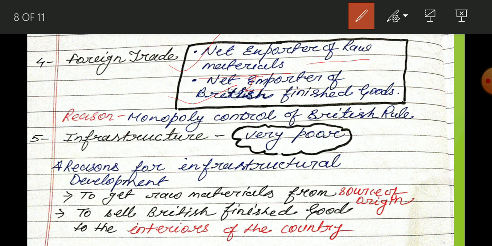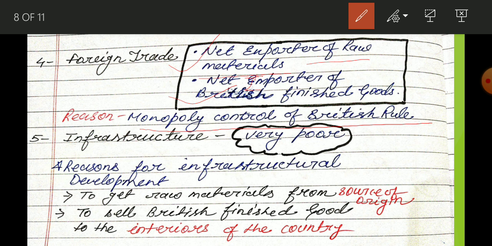Okay, students, and why do we have such a condition? Because of the monopoly control of British rule. At that time, the government of India was not ruling our country. Who was the governing body? Britishers. The British crown was the governing body at that time. That is why obviously they made rules and regulations in their own favor, not in favor of Indian people. So that is the reason.